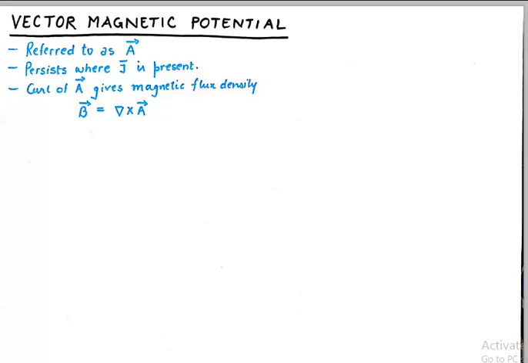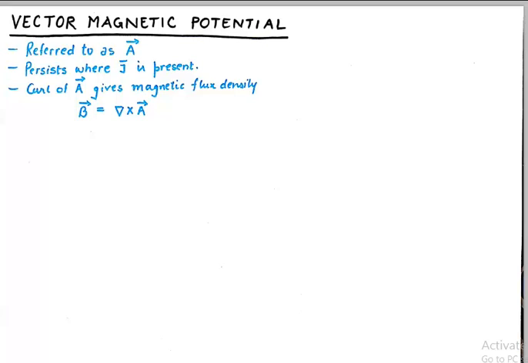A vector magnetic potential is referred to as A vector. That's the first key point. And it persists where current density is present. So that's the key difference between vector magnetic potential and scalar magnetic potential, and you'll understand it only if you see my previous video where we established that a scalar magnetic potential only exists when J is 0. However, vector magnetic potential will exist in the presence of J.